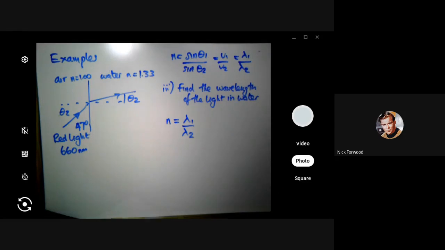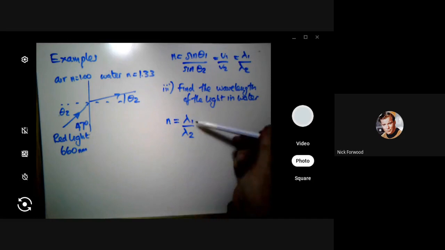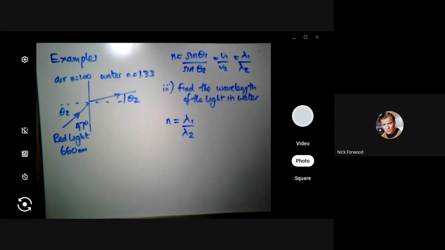Now, this is a ratio. So because it's a ratio, you don't actually need to change the wavelength from 660 nanometers into 660 times 10 to the negative 9 and then get an answer. You can just do it all in nanometers because it is a ratio. If you've got two wavelengths, you don't have to change them into the standard units of meters, and you can just do it, and then you'll get an answer in nanometers popping out at the end.